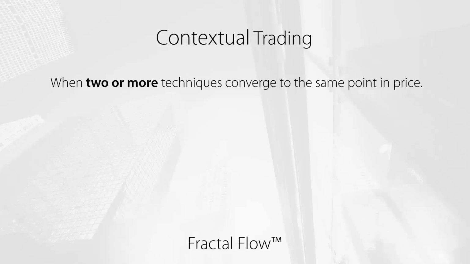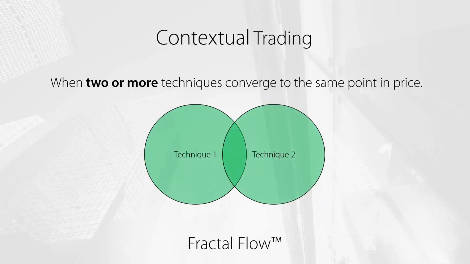Another way of looking at this is that when two different trading techniques converge to the same point in the price chart, you are trading only the intersection between these two trading techniques. That's the best way of filtering out bad trading signals.